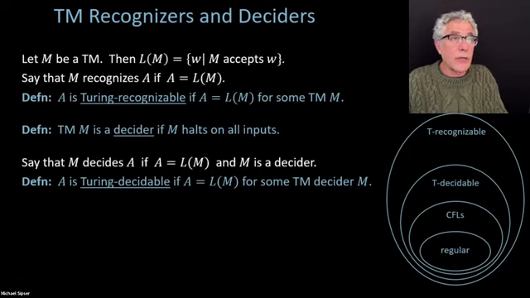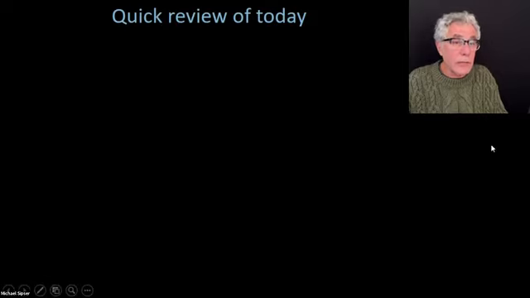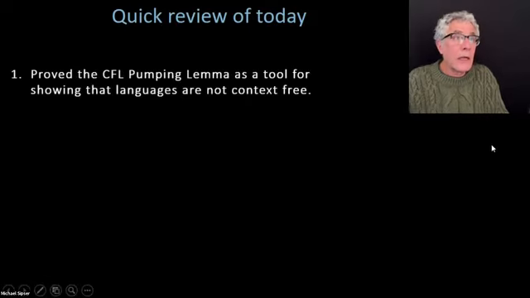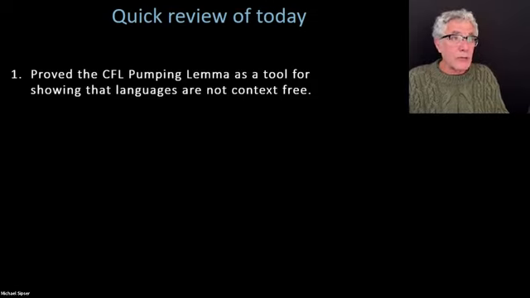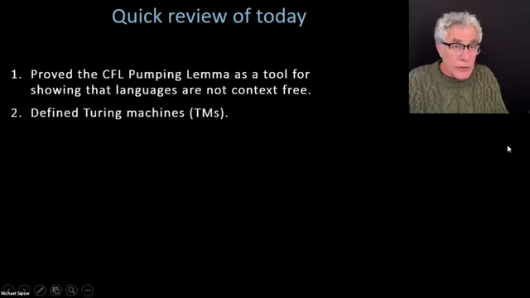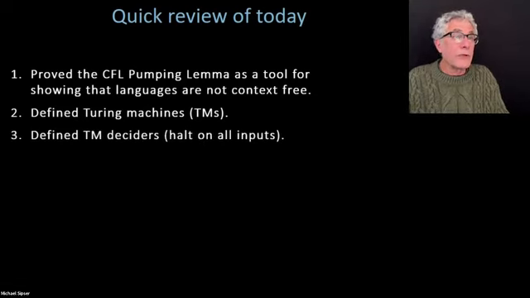And so with that, I think we're going to just move to our little bit of a review of what we've done today. So we proved the pumping lemma as a tool for showing that languages are not context-free languages. We defined Turing machines, which is going to be our model that we're going to be focusing on for the rest of the term, not forgetting the other models because they're going to be useful examples for us. And we defined Turing machine deciders that halt on all inputs.